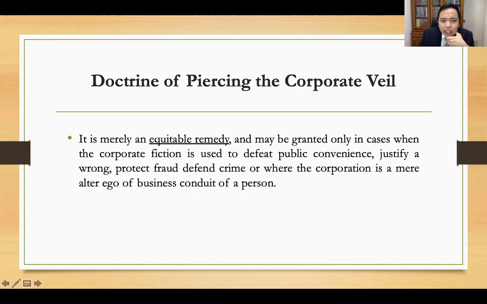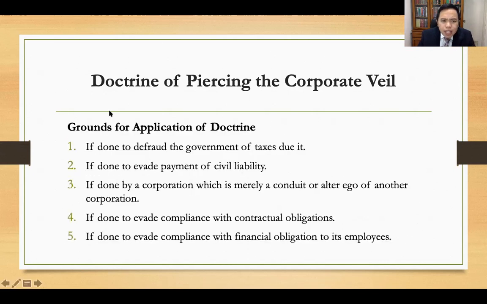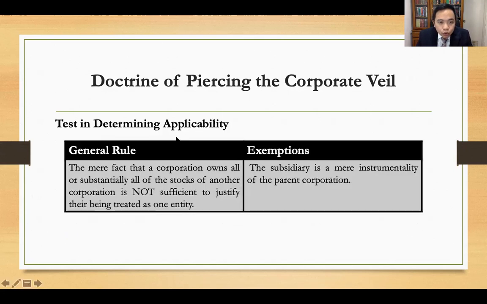It is merely an equitable remedy and may be granted only in case where the corporate fiction is used to defeat public convenience, justify a wrong, protect fraud, defend crime, or where the corporation is a mere alter ego or business conduit of a person. Okay. Just memorize the requisites for the grounds of application of the doctrine of piercing the corporate veil. It is flashed in your screen, class. Please memorize. We don't have time to discuss everything. I will just leave them to you.